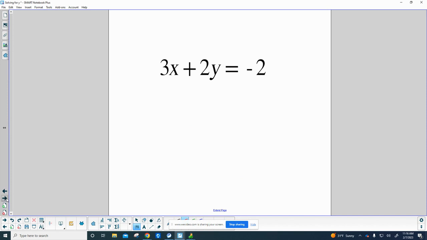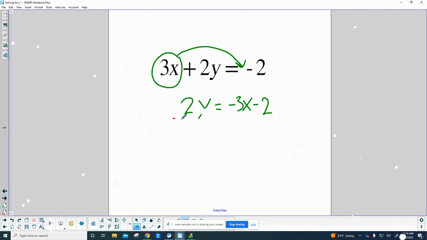Okay, let's take a look at this one. We've got 3x plus 2y equals negative 2. And then we've got x minus 4y equals 12. Those are our last two examples. So let's start with the first one. We're going to move the 3x to the other side, and we're going to put it behind the equal sign in front of the negative 2, because that's how we put it into slope-intercept form. So 2y equals negative 3x minus 2.